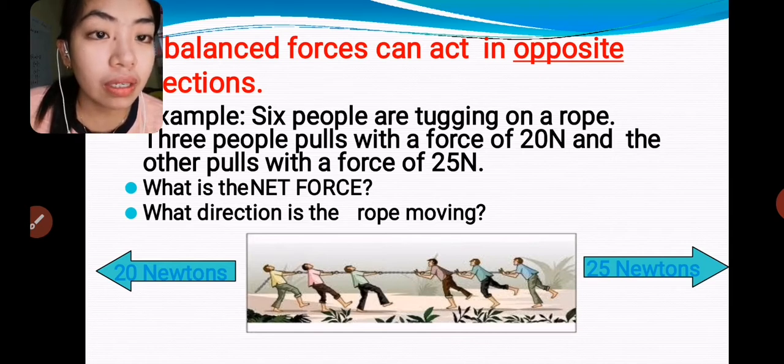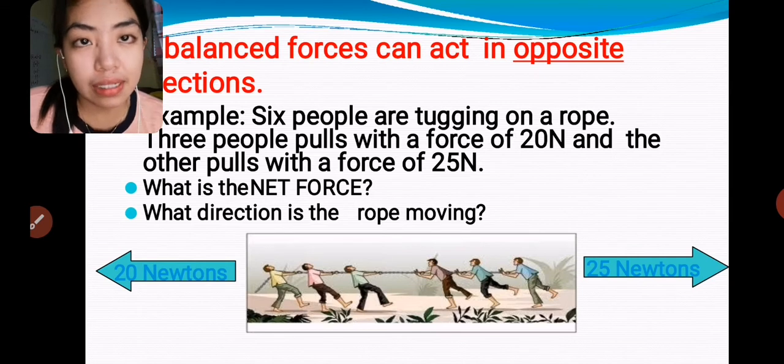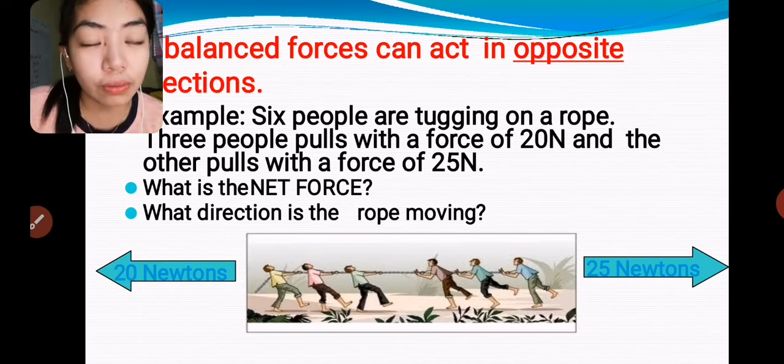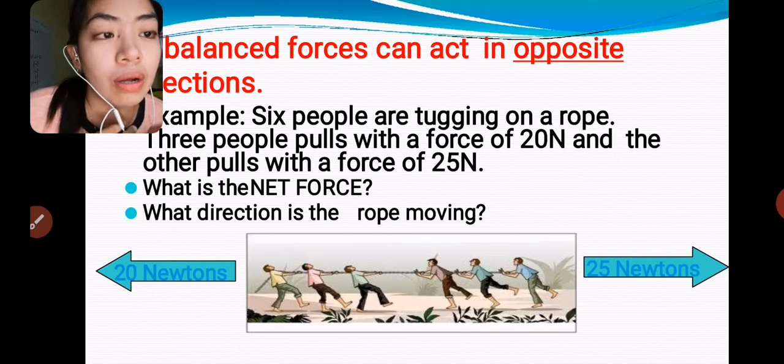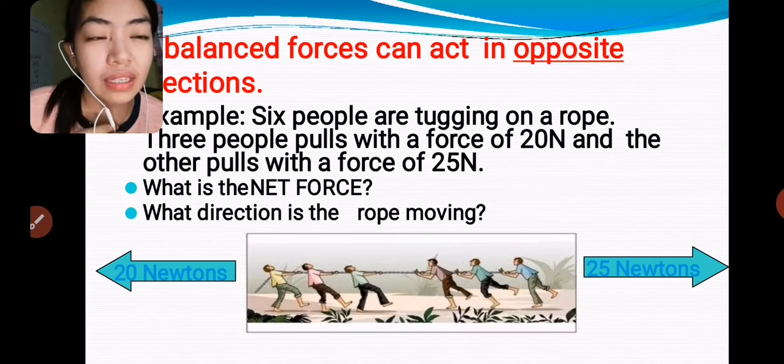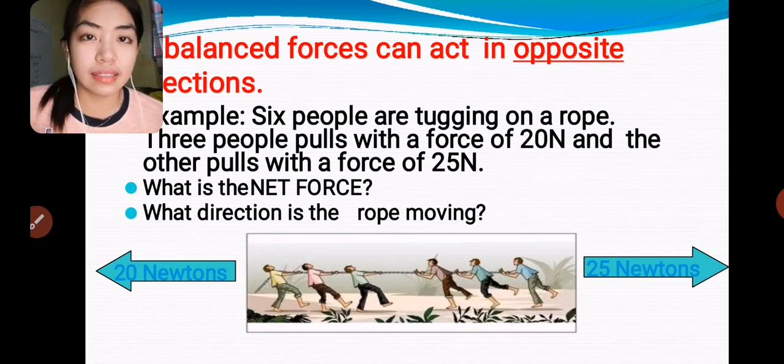So, what will be the net force? Since magkaiba sila ng direction, we are going to subtract. So, 25 minus 20 is equivalent to 5 newtons. So, ibig sabihin, ang net force nito is 5 newtons. Next, what direction is the rope moving? So, ang movement niya is going to the right side. Okay, next.